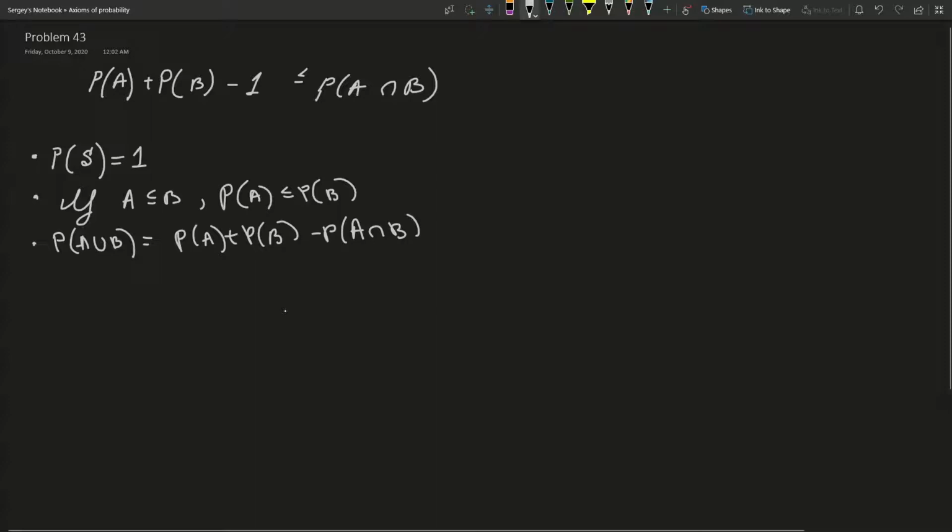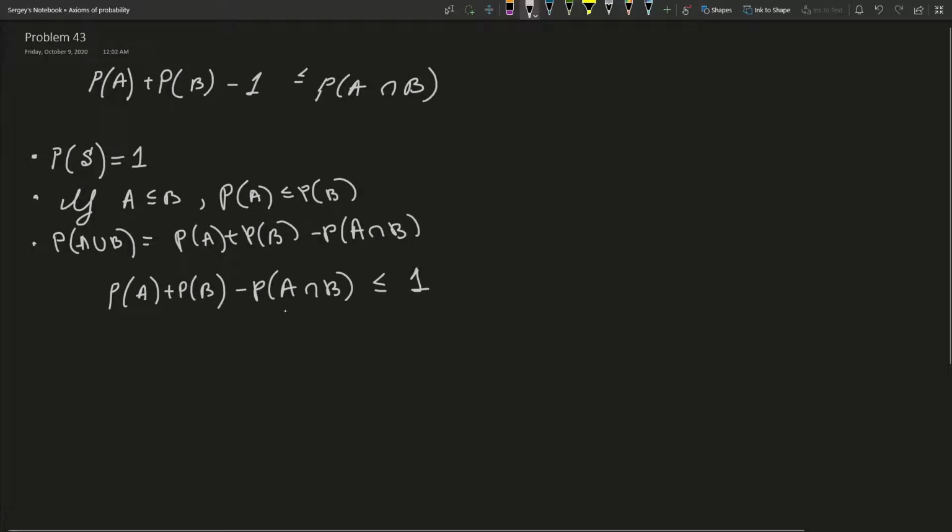So the left-hand side of this inequality, we can rewrite the inequality in the following way. We can subtract probability of A intersect B from both sides to get probability of A plus probability of B minus probability of A intersect B less than or equal to, and now we add 1 to both sides.